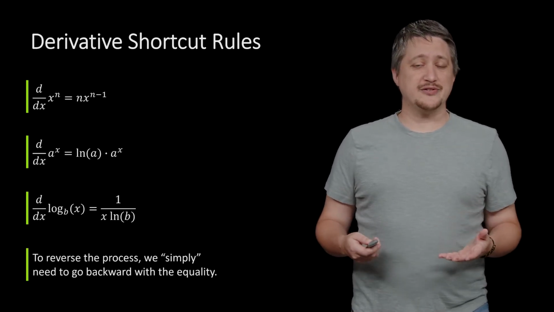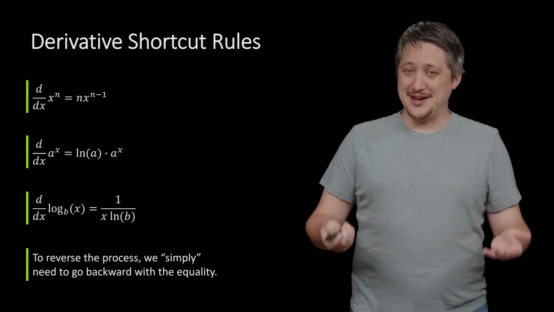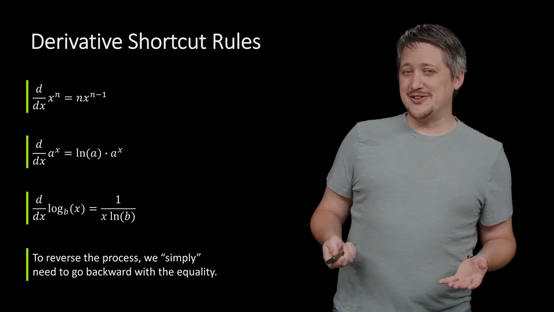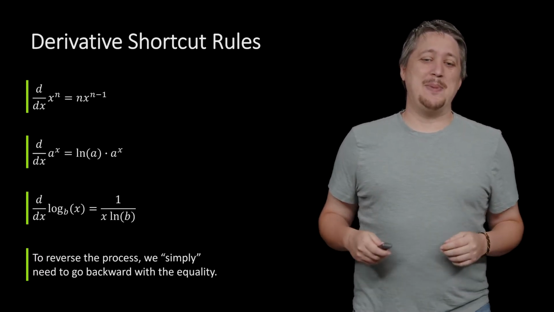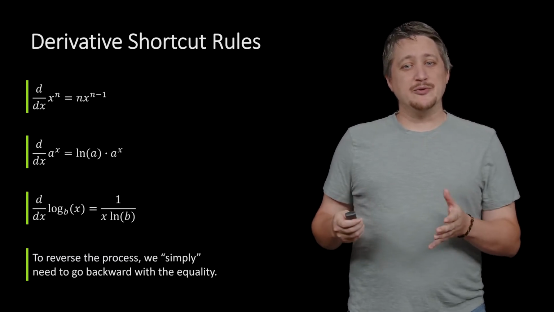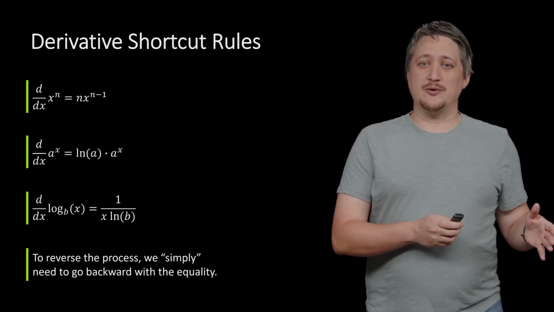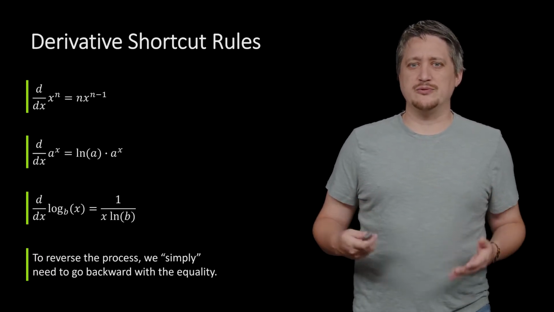To reverse the process, we quote-unquote simply, which, looking ahead, sometimes it's that simple. Most of the time it's not quite that simple. So we simply need to go backward with the equality. We have the derivative rules here that are going forward, so our goal is to go backward with them. We're going to go through each of these one at a time.